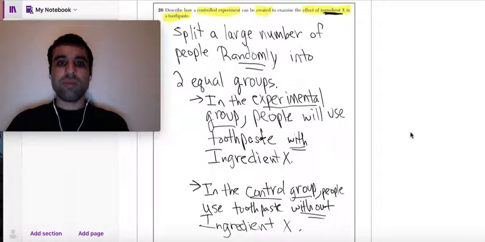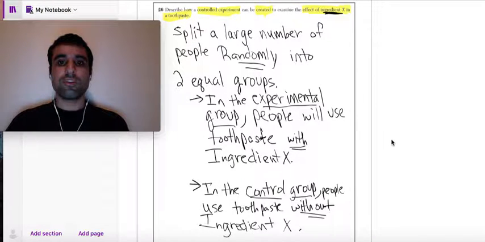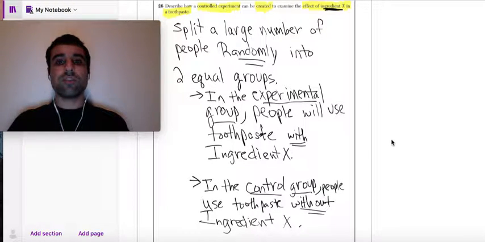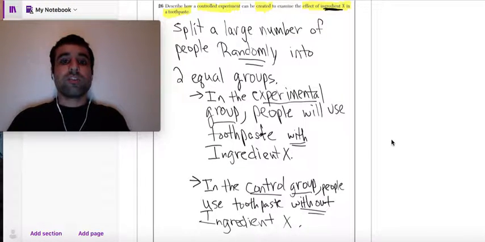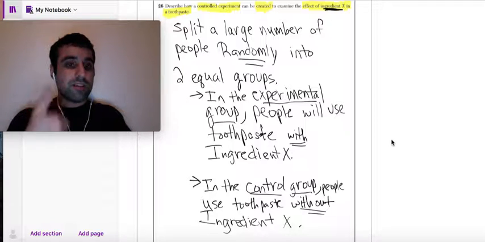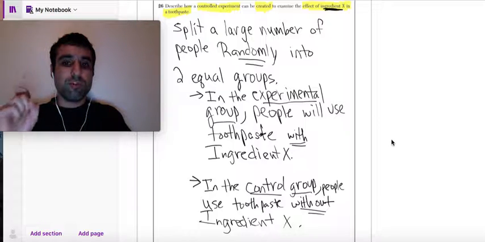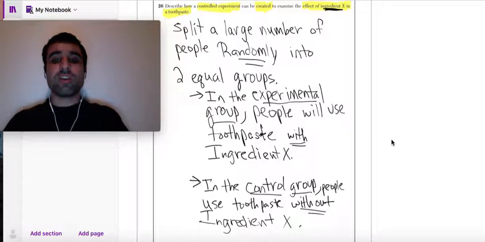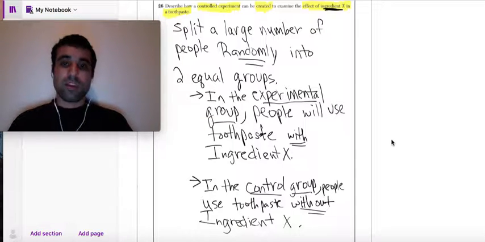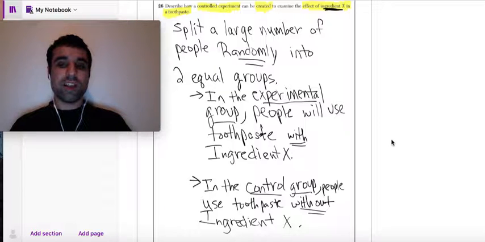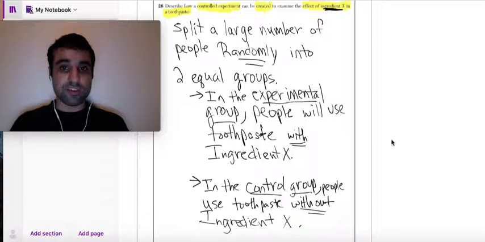So describe how a controlled experiment can be used to determine the effect of ingredient X in a toothpaste. Split a large number of people randomly, that's number one, into two equal sized groups. In the experimental group, people will use toothpaste with ingredient X, and in the control group, people will use toothpaste without ingredient X. Really didn't matter the ingredient X. Do you know how to design a controlled experiment? So you want to look up the different types of statistical studies.